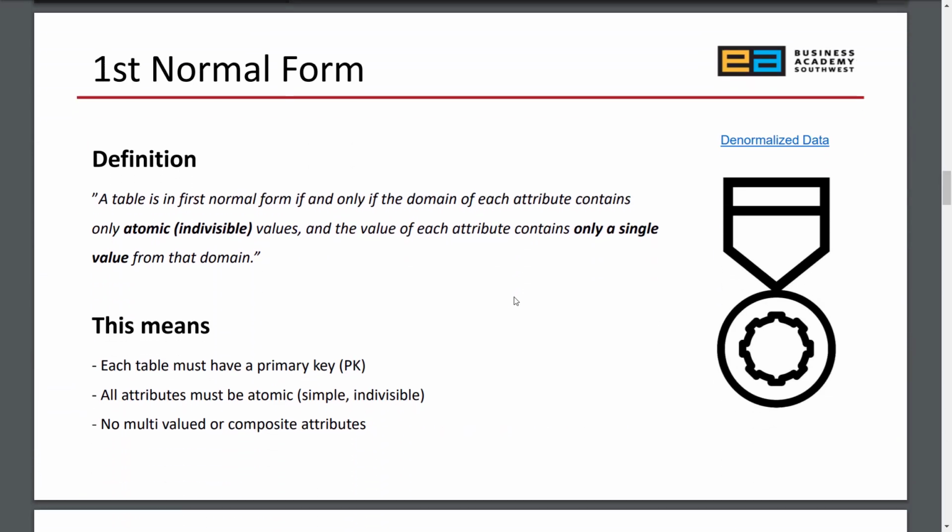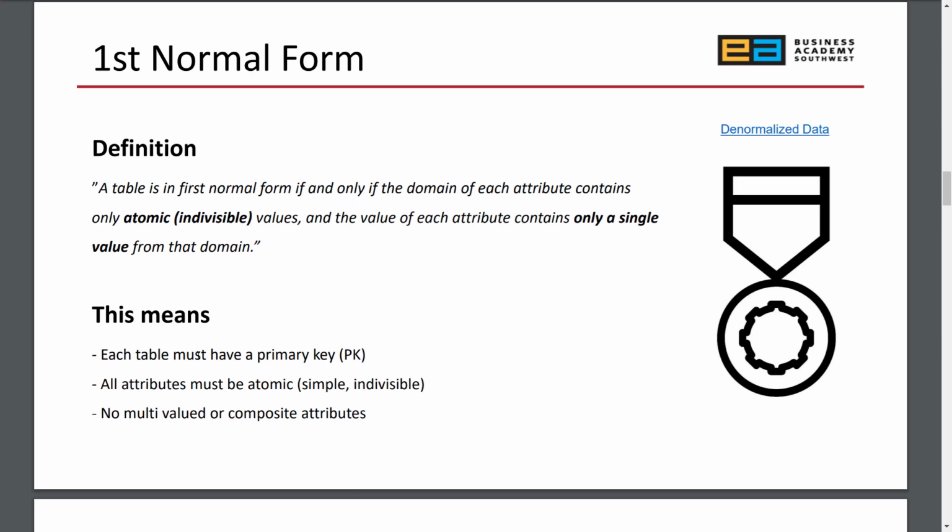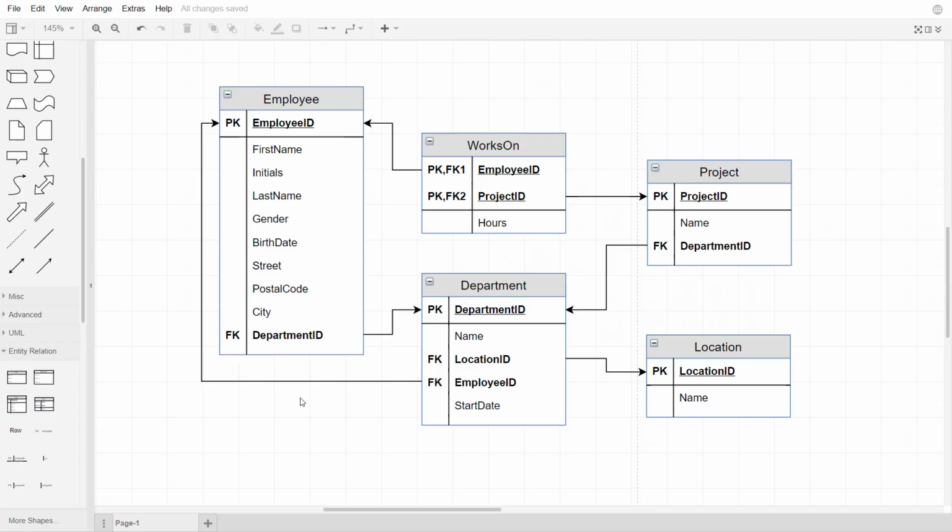So if we take a look at the first normal form, each table must have a primary key. All attributes must be atomic, simple, indivisible, and we can't have any multivalued or composite attributes. So if we take a look at our tables here, we can see that in employee we have a primary key, and we only have atomic parts. We did have some composite attributes when we made this relational data model, but we only chose the simple parts. We also have a primary key here. It's a combined primary key consisting of employee ID and project ID. And then we have the hours.